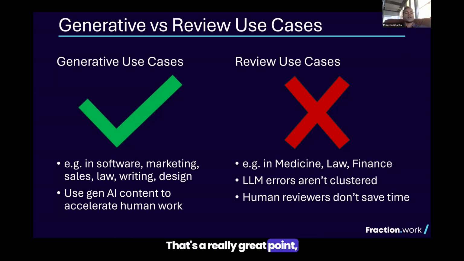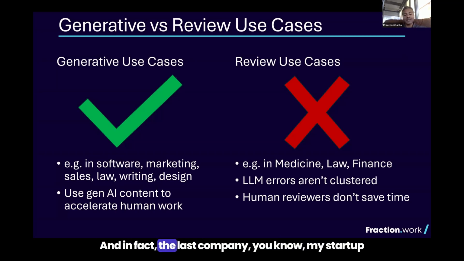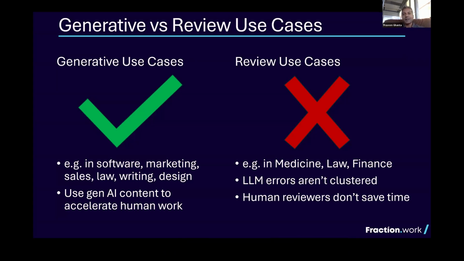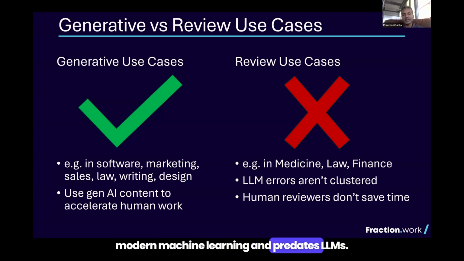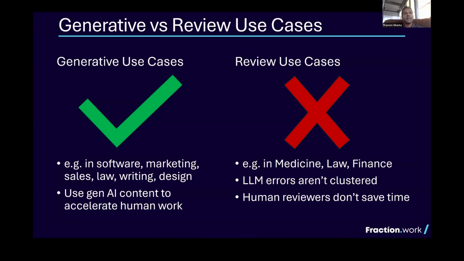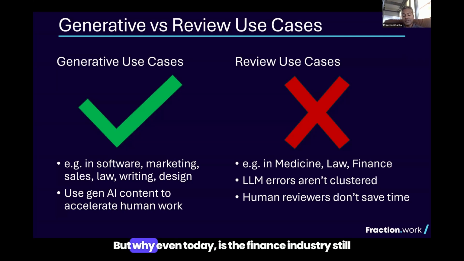No, that's a really great point, Jeremy, that explainability aspect. And in fact, at my startup before Fraction, Hidden Levers, we did portfolio stress testing and risk analytics. So we were in the finance world building applications against that. And we were using technology that predates modern machine learning and predates LLMs. This was before ChatGPT and these things were even released. But why even today is the finance industry still a little resistant in some ways to using LLMs? Part of that has to do with explainability.